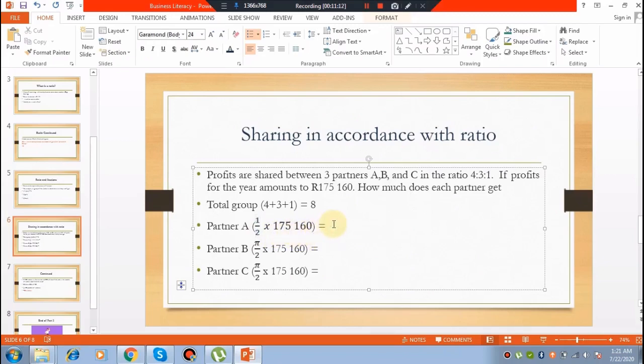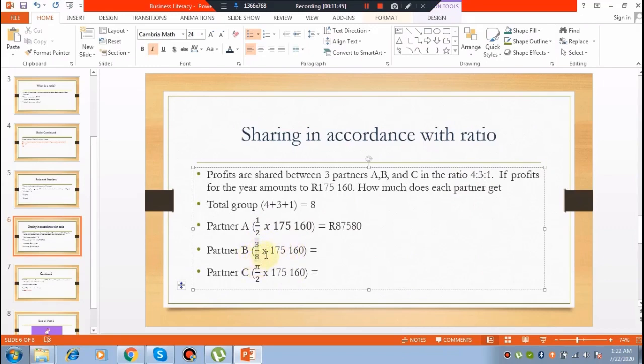So basically, partner A is entitled to half of this share, which equals how much? Half of 175,160. Please punch in your calculator. That should be 87,580. Perfect. Then what is partner B entitled to? Partner B is entitled to 3 of it, so 3 over our denominator, which remains the same, 3 over 8. You can't simplify this one, so you leave it like this.